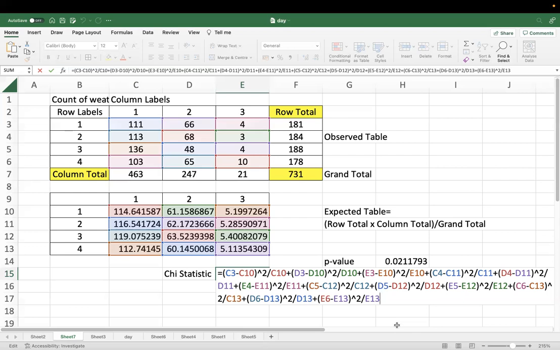Chi-square dot test is equal to, type CHISQ.TEST. It will automatically suggest: equals CHISQ.TEST, actual range and expected range. Don't select the headers and totals.